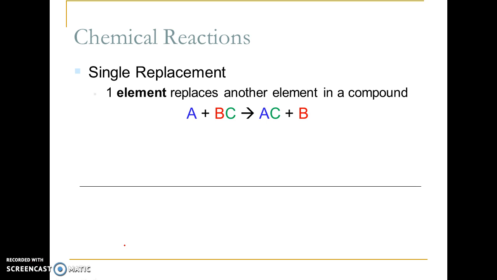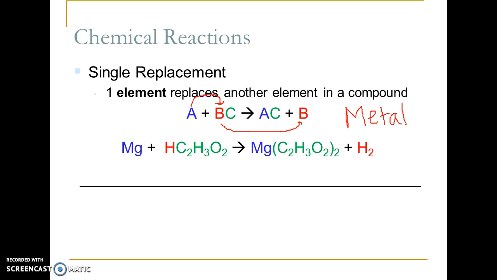Here is your general equation for a single replacement reaction where we have A plus BC yields AC plus B. In this type of chemical equation, you will have your A switching with your B, and your B gets kicked out. This is normally going to be involving metals, where you have active metals replacing other elements in your chemical equation.